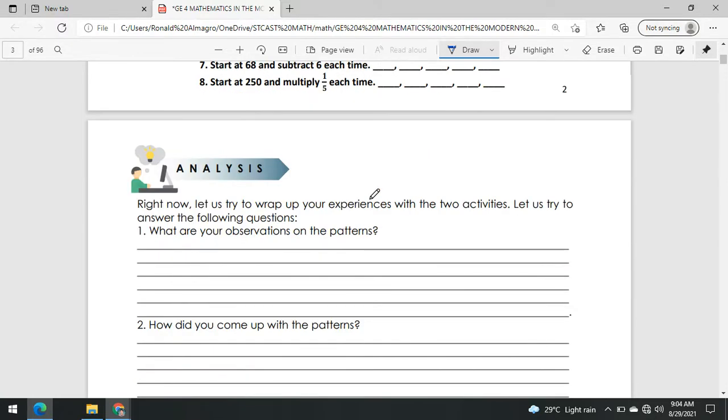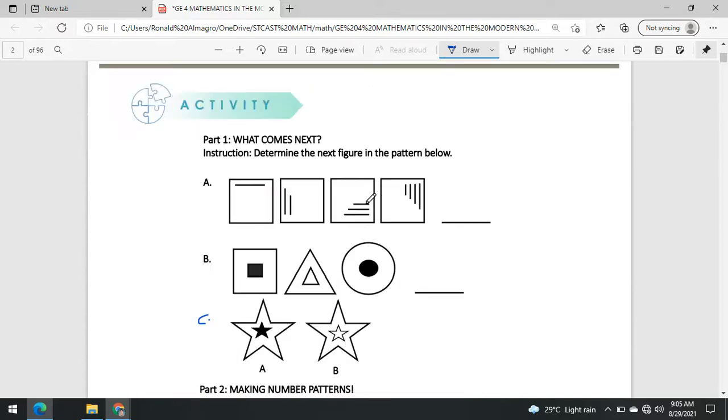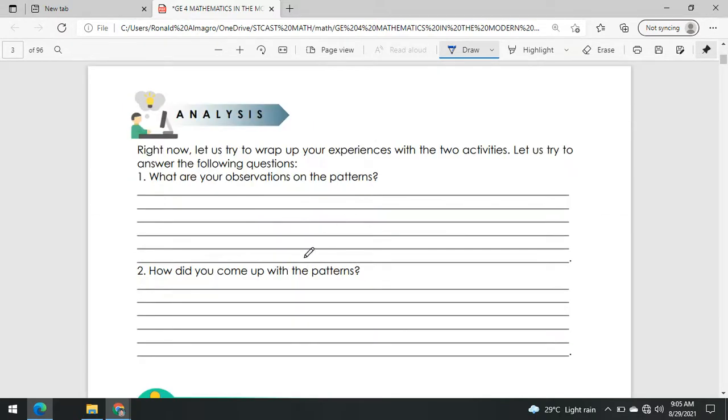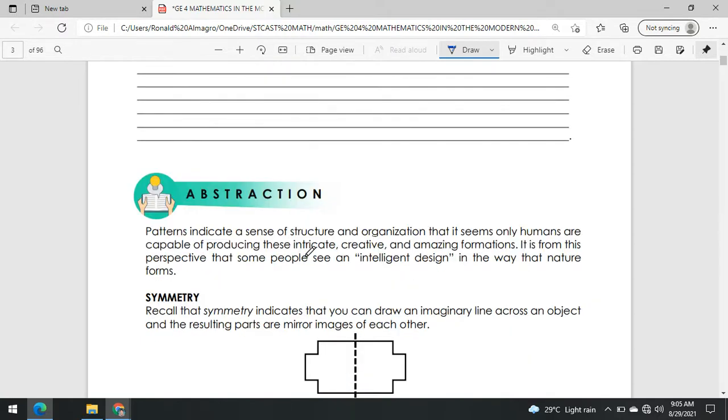For the analysis, right now let us try to wrap up your experience with the 2 activities. Let us try to answer the following questions. Number 1, what are your observations on the patterns in your activity? Number 2, how did you come up with the patterns? So this is our discussion.